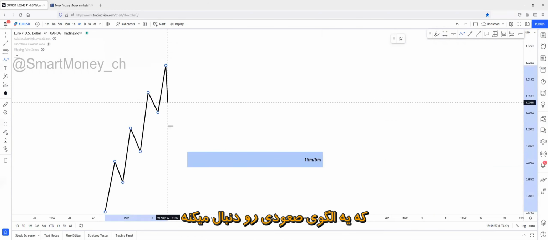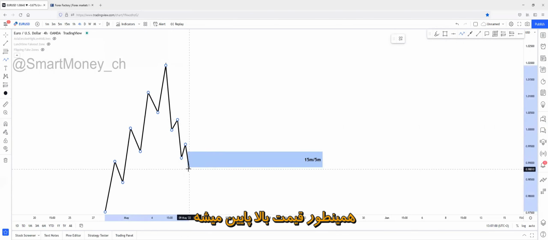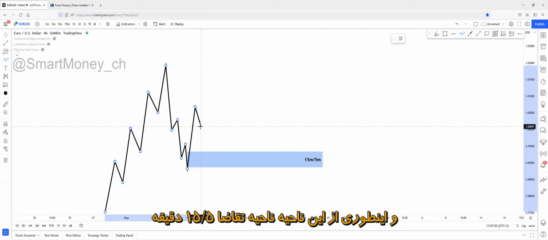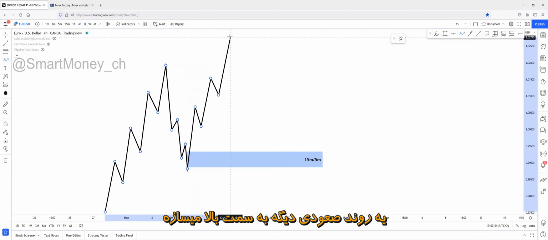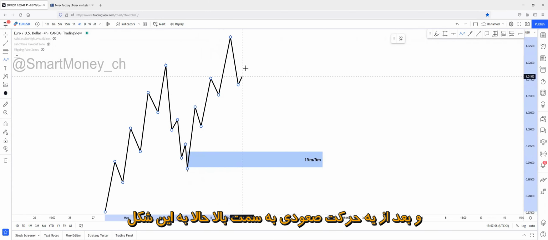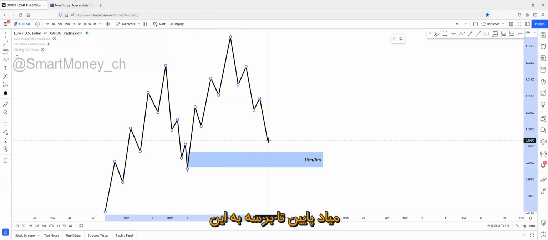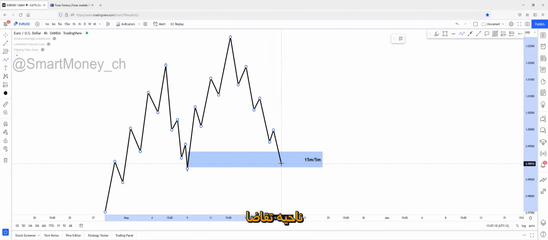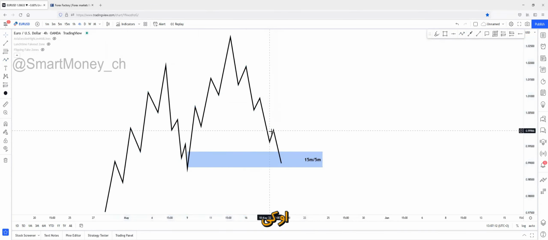Price is following a bullish pattern, coming down, coming up, coming down. And from this demand zone, from this 15-minute/5-minute demand zone, price created another bullish upside movement. And after the bullish upside movement, it came down to this 15-minute/5-minute demand zone. Okay, this is the structure right now.